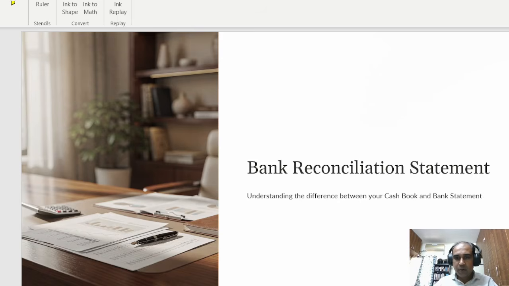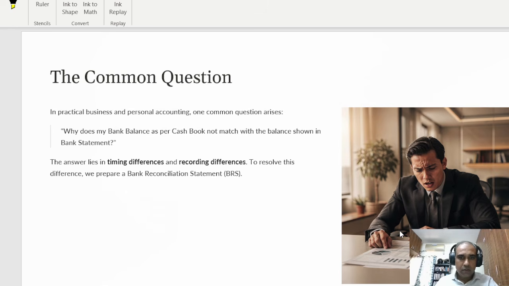Today, we will be discussing a very important topic, which is bank reconciliation statement. First and foremost, what is the requirement or the need of a bank reconciliation statement?